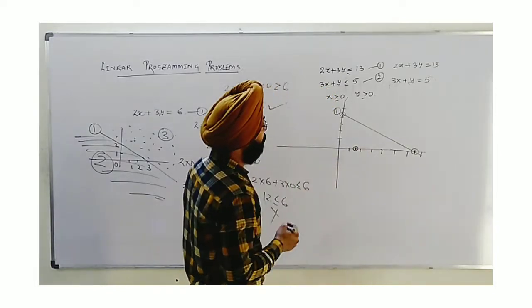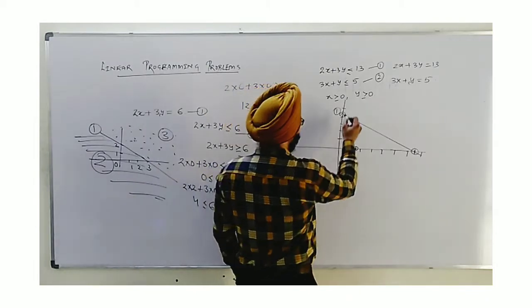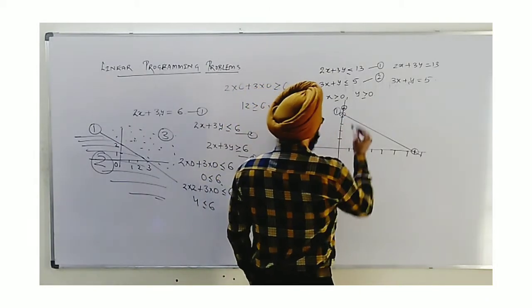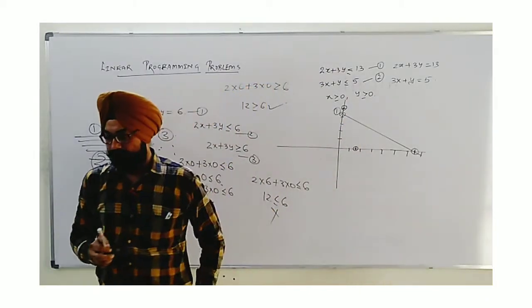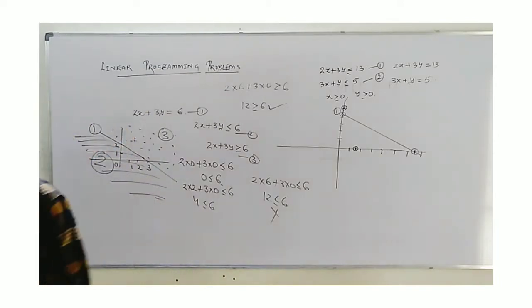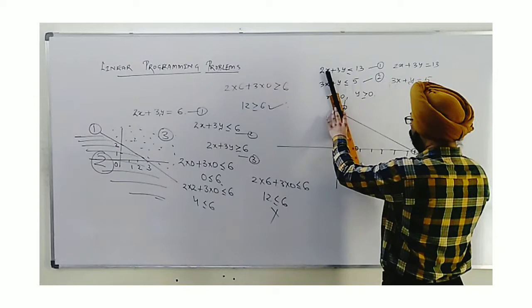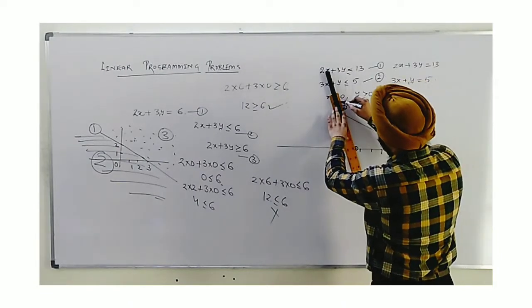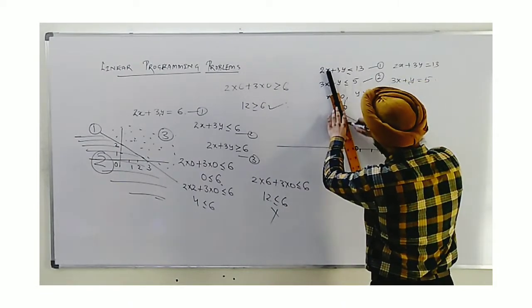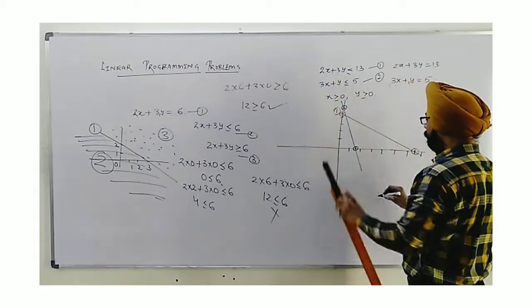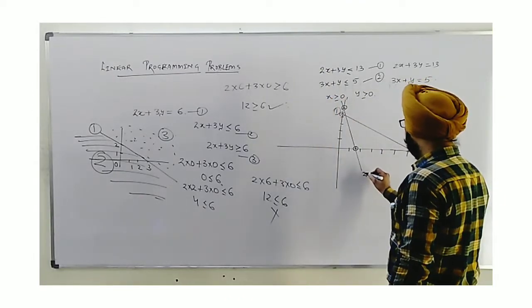Next, if I take x equal to 0, y comes 5, so we are talking about this point. So these 2 points we have to join. We do, to get the second equation on the graph. If I do so, I have this line as second.